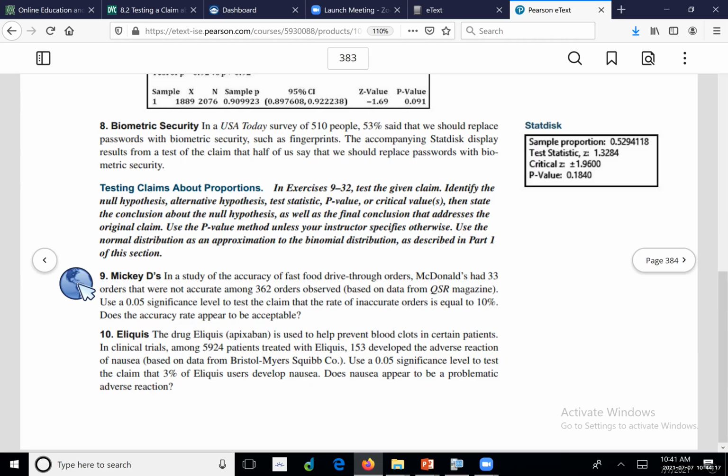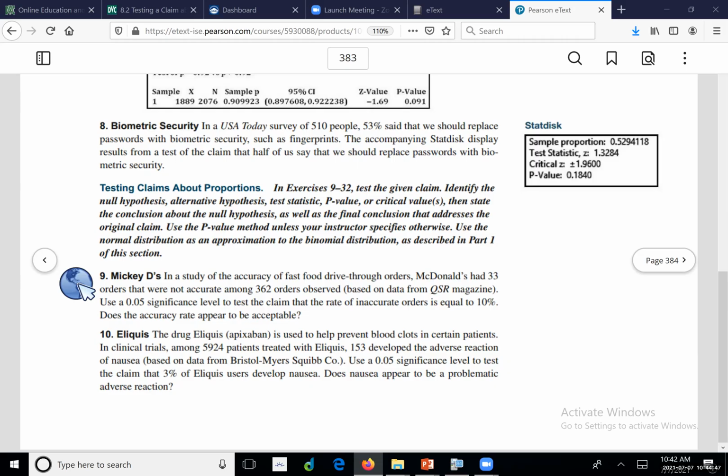Eliquis is used to help prevent blood clots in certain patients. In clinical trials, among 5,924 patients treated with Eliquis, 153 developed the adverse reaction of nausea, based on data from Bristol Myers Squibb Co. Use the 0.05 significance level to test the claim that 3% of Eliquis users develop nausea. Does nausea appear to be a problematic adverse reaction?